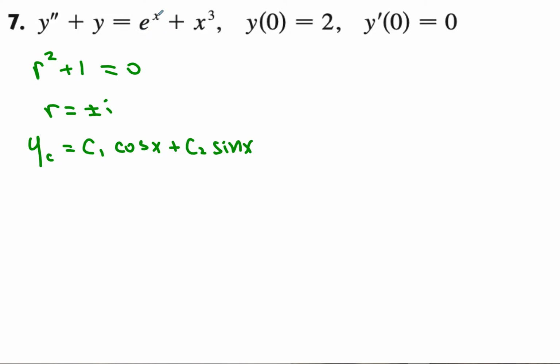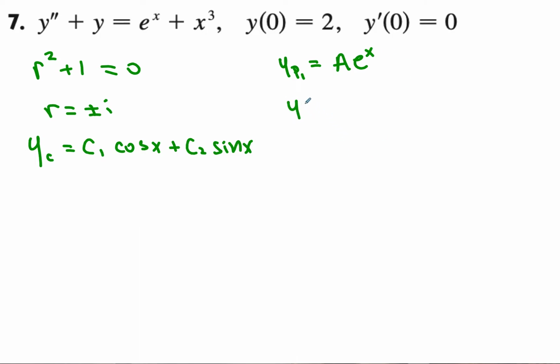the fact that we were able to get e to the x, let me just separate this into two different cases, because if y had e to the x, no matter how many times you take the derivative, it will never be equal to x cubed. So we have two different cases here. First one will be y sub p sub 1, let me just call it that way, could have been equal to a times e to the x.